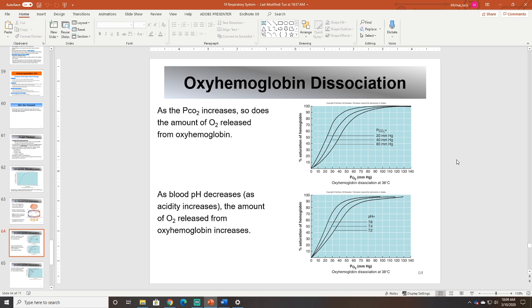All right, so the oxyhemoglobin dissociation charts we see here show that as the partial pressure of carbon dioxide increases, so does the amount of oxygen released from hemoglobin. The reason for that is that carbon dioxide is competing with oxygen for binding sites on hemoglobin. And in fact, carbon dioxide actually binds a little bit better than oxygen. So as carbon dioxide comes into the blood cell, it's going to bind the hemoglobin and push oxygen out.